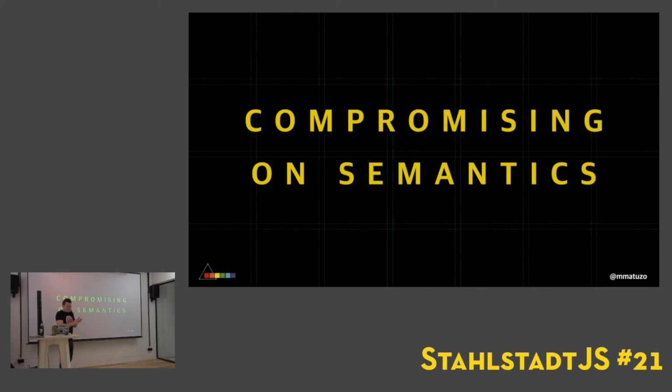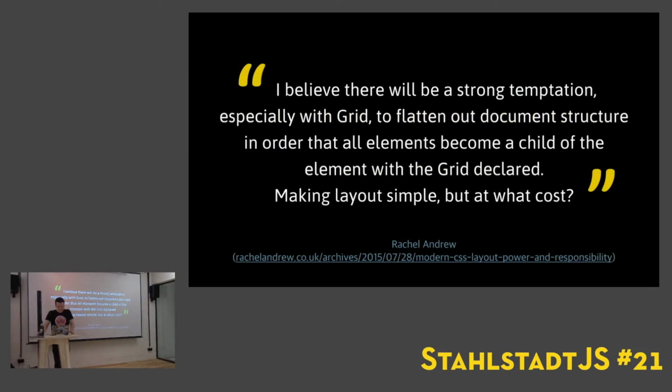Compromising on semantics is the next topic. Experts like Rachel Andrew have already very early feared that developers will start to compromise on semantics just in order to be able to use Grid. She says, I believe there will be a strong temptation, especially with Grid, to flatten out document structure in order that all elements become a child of the element with the Grid declared, making layout simple, but at what cost? I'm going to show you in an example what she means by that.